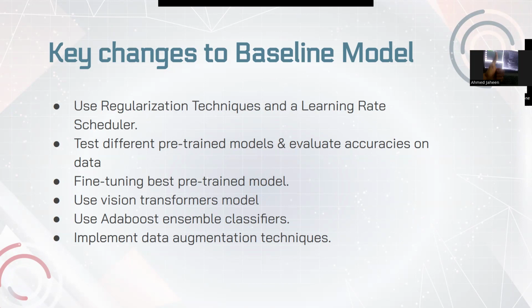And we're gonna fine tune the best pre-trained model among what we're going to use, and then we're gonna continue with using the vision transformer models, and we're gonna use AdaBoost and an ensemble classifier at the end too. And we're gonna implement different data augmentation techniques to increase the generalization of our model and the difference between different labels in our models.